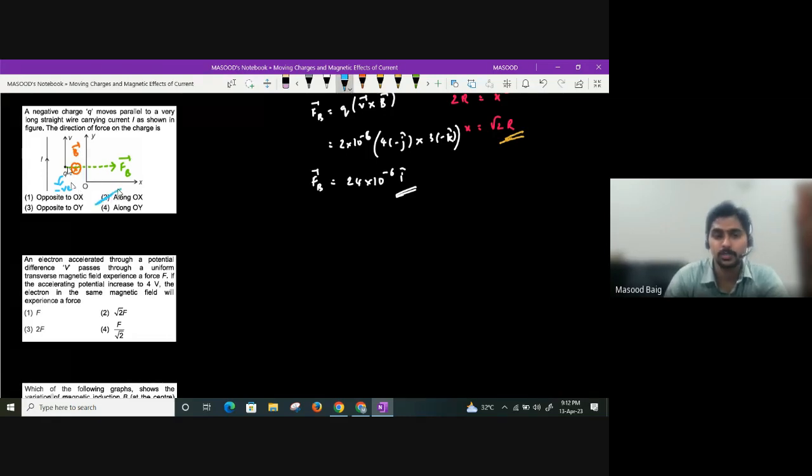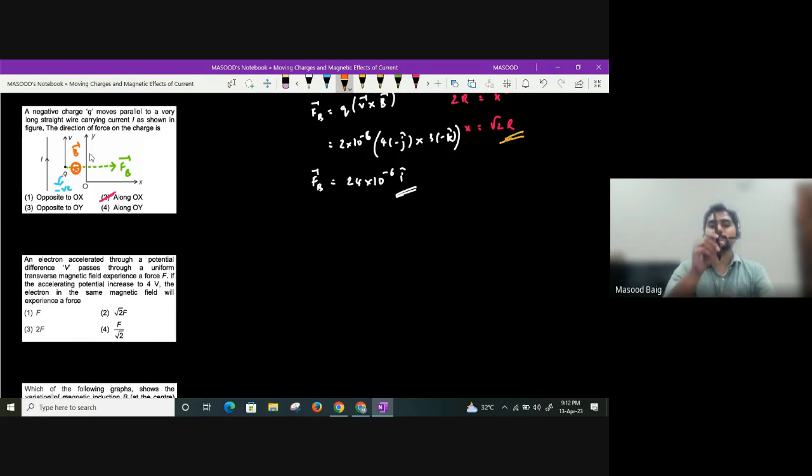If it was a positive charge, the force would be opposite to x. But because it is a negative charge, you will get a force opposite to the direction of V cross B. How did I find the direction of magnetic field, beta? Again, because current is being carried upwards. Place your thumb in the direction of current, and the tangent to the curl of the fingers at the point will give the direction of the magnetic field. So at this point, the magnetic field will be inwards.